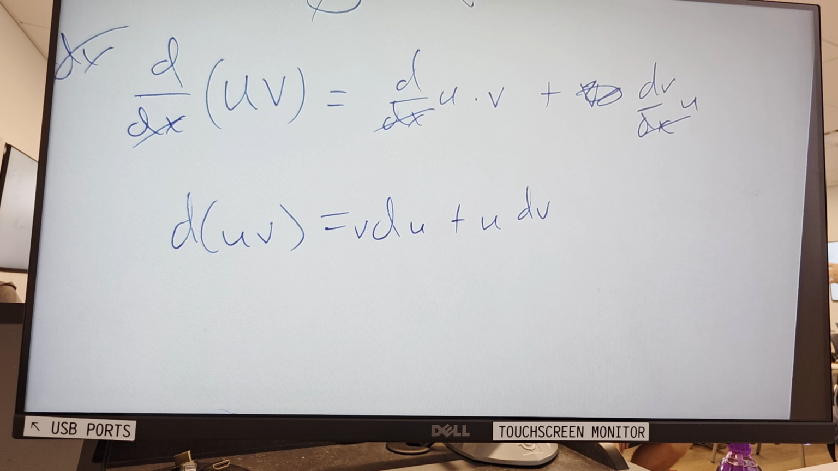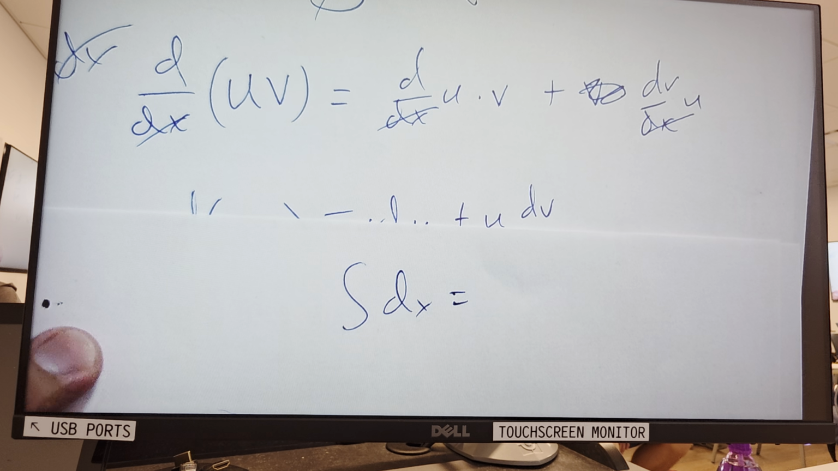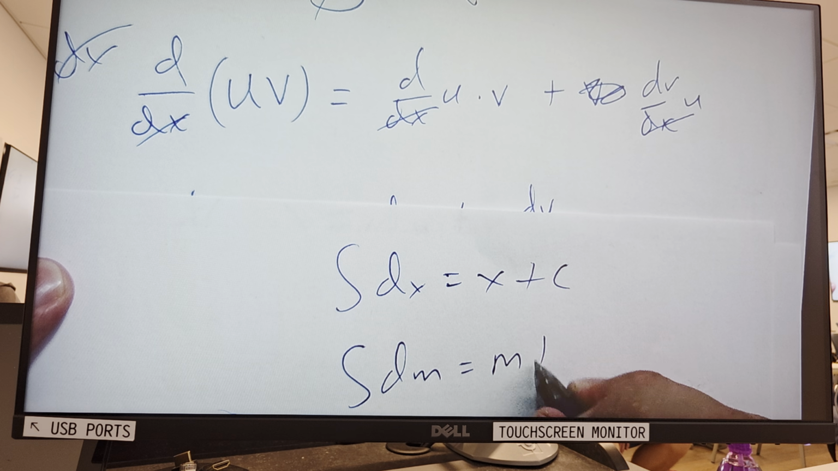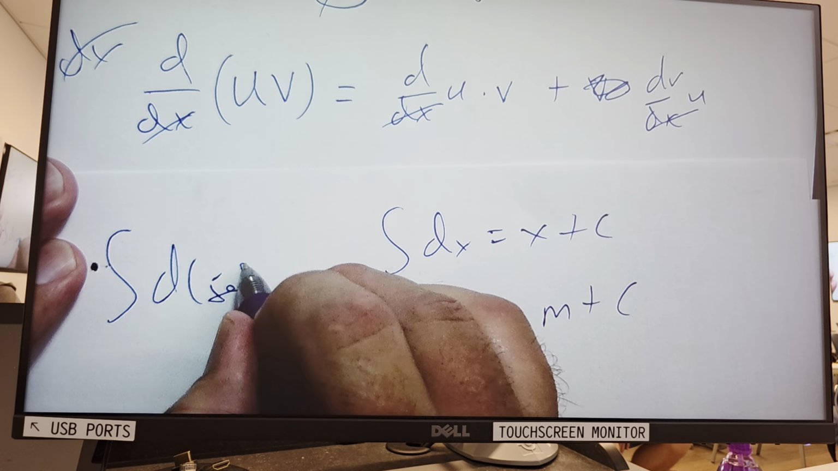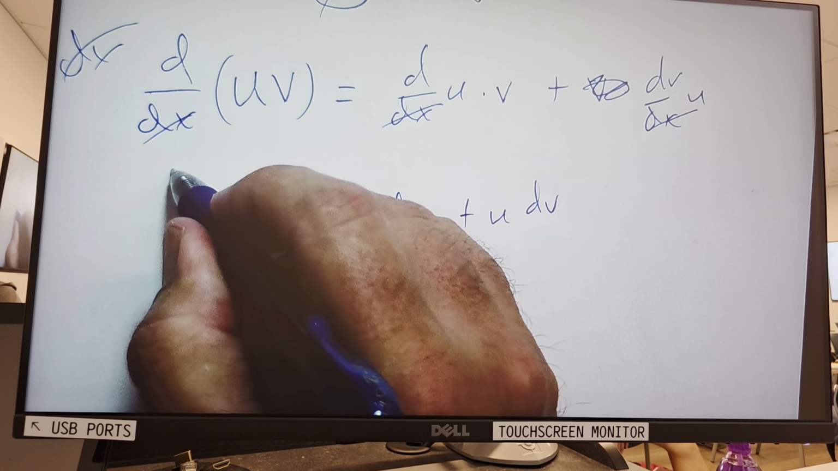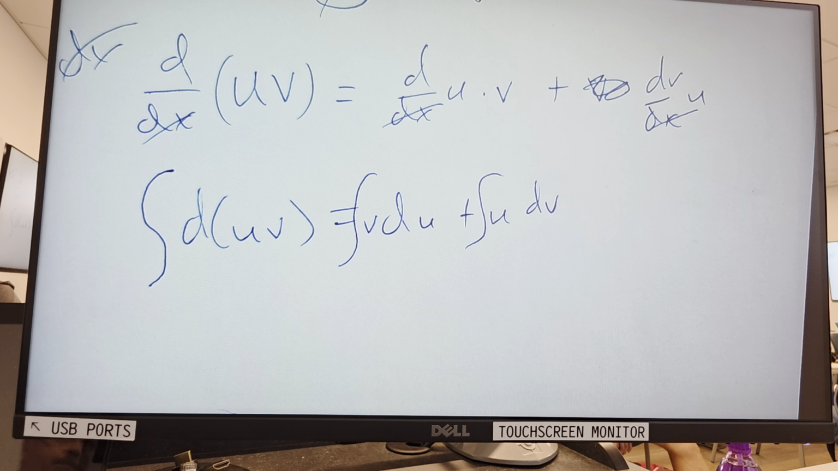What's the integral dx? For this next step, I need us to understand some old stuff at a deeper level. What's integral dx? Don't overthink it. x plus c. What's integral dm? m plus c. What's integral d Jeff? Jeff plus c. Okay. So if I take the integral of both sides, what's the integral of d(uv)? uv. Kick ass. Boom. Bam. Right? Okay.